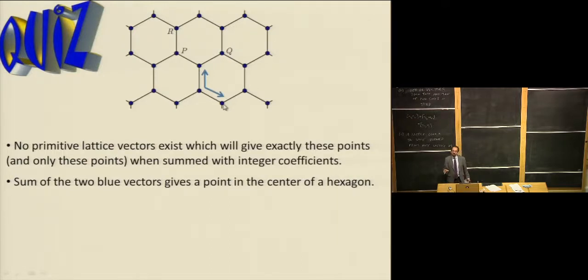When you sum them together, they should give a third lattice vector. But if you sum these two together, you get a point in the middle of this hexagon, and it's not there. That's not one of the points in our set. So this is not a lattice because you can't sum two things together and always get a third.